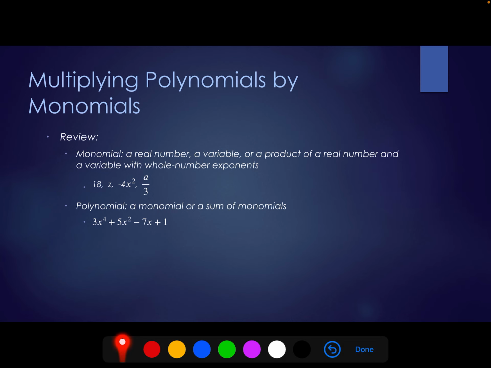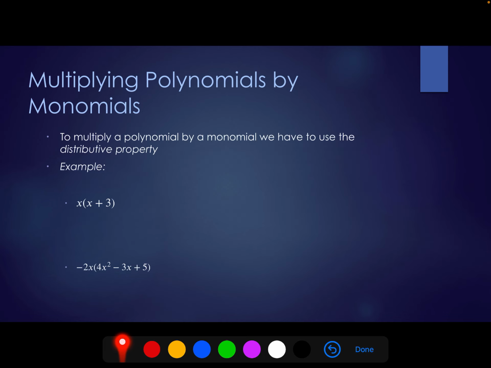And here's an example of another polynomial. We have 3x to the fourth plus 5x squared minus 7x plus 1. Remember, this polynomial is made up of monomials. There's 1, 2, 3, 4 different monomials in that polynomial. So now let's talk about multiplying those polynomials by monomials.